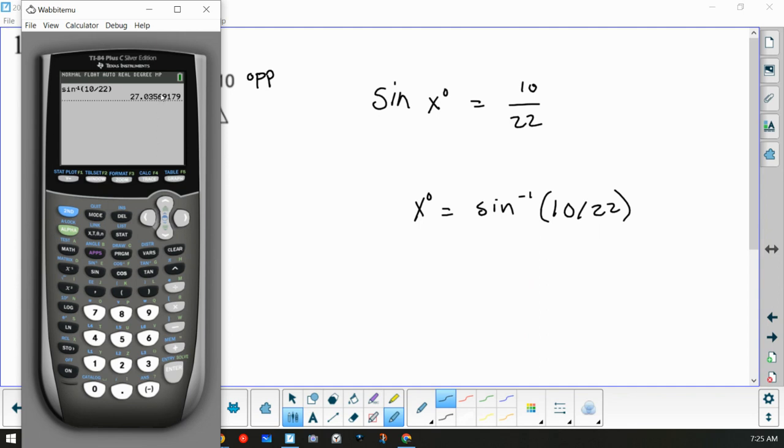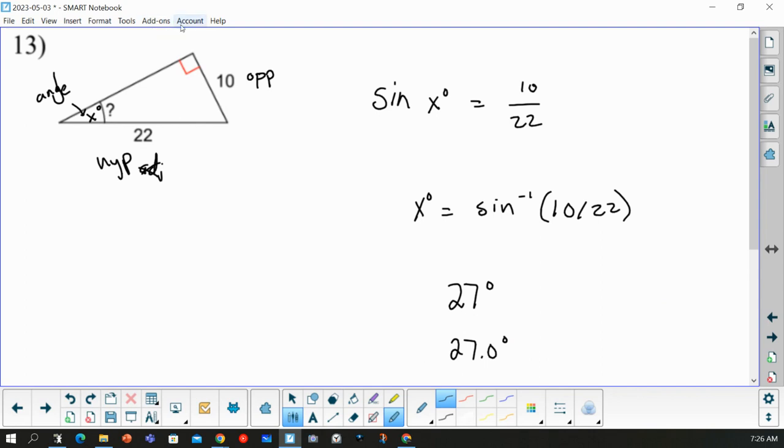27.03. The directions say round to the nearest whole degree. So it'd be 27 degrees. If you're used to rounding to the nearest tenth, it would have been still the same thing. Either way you go. Okay. So there is the answer to problem number 13.